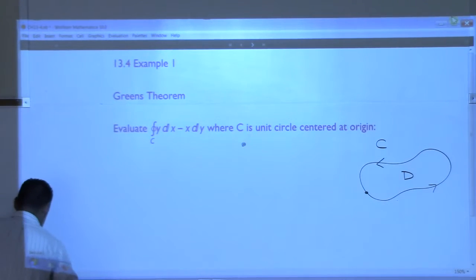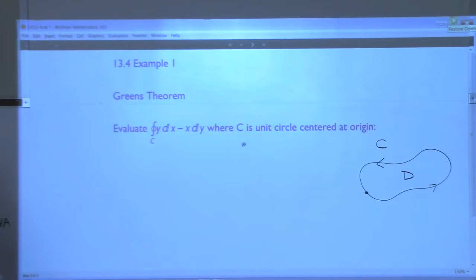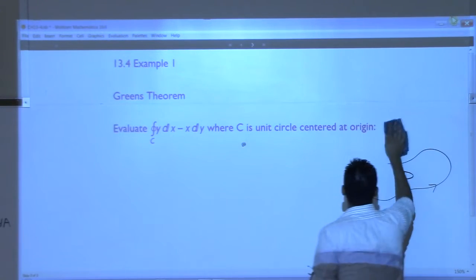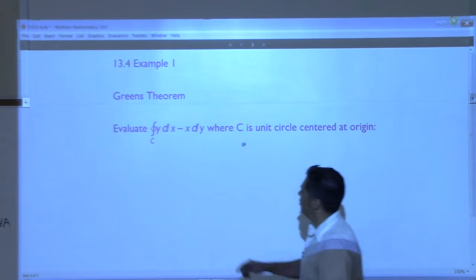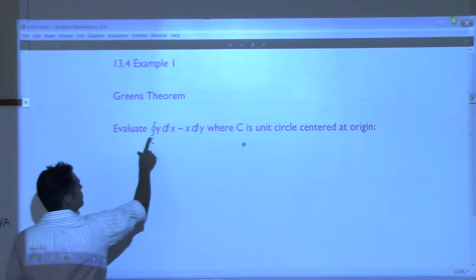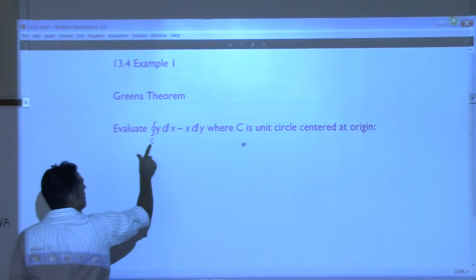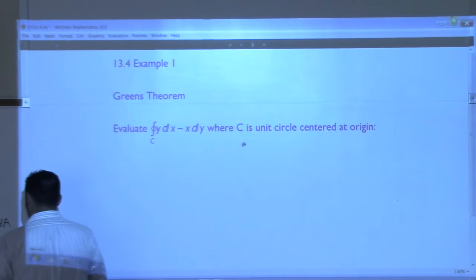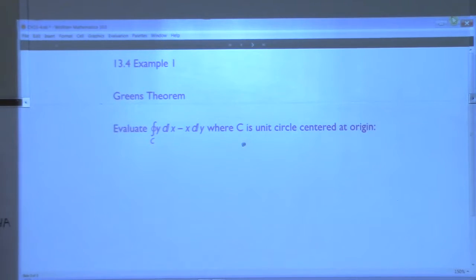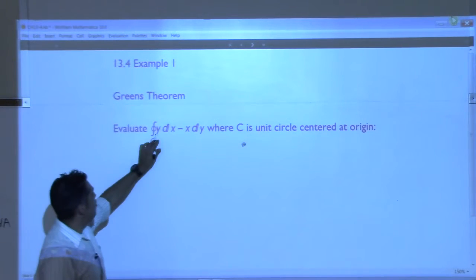All right, let's do this problem. Evaluate this line integral where our C is closed. We know it's closed because of that circle. The integral of y dx plus x dy, where C is the unit circle centered at the origin. I'm going to do this two ways: first without Green's theorem and then with Green's theorem.